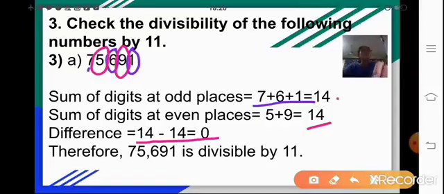So what is the rule? The rule says that when you find the difference, if the number is 0 or if you get any number which is divisible by 11, that means that particular number is divisible by 11. Now after finding the difference, we are getting 0 here. So that means this number, that is 75,691, is also divisible by 11. Okay.